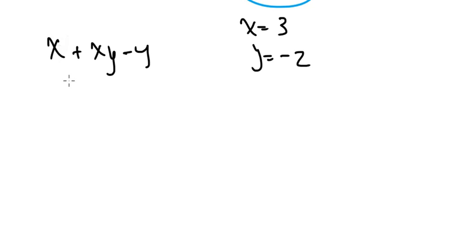x plus xy minus y. And they're saying that x is equal to 3 and y is equal to negative 2. Okay, so what's the first thing we do with this problem?